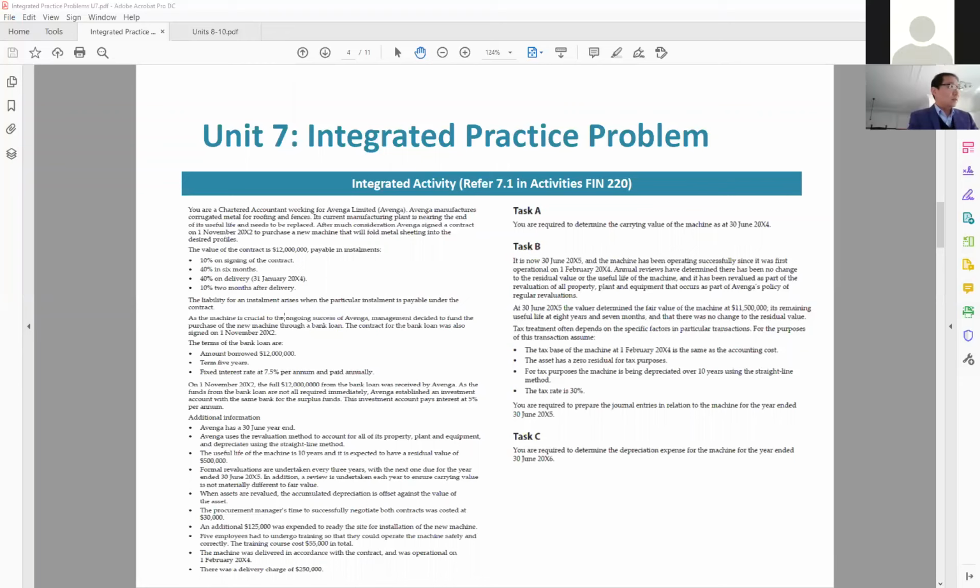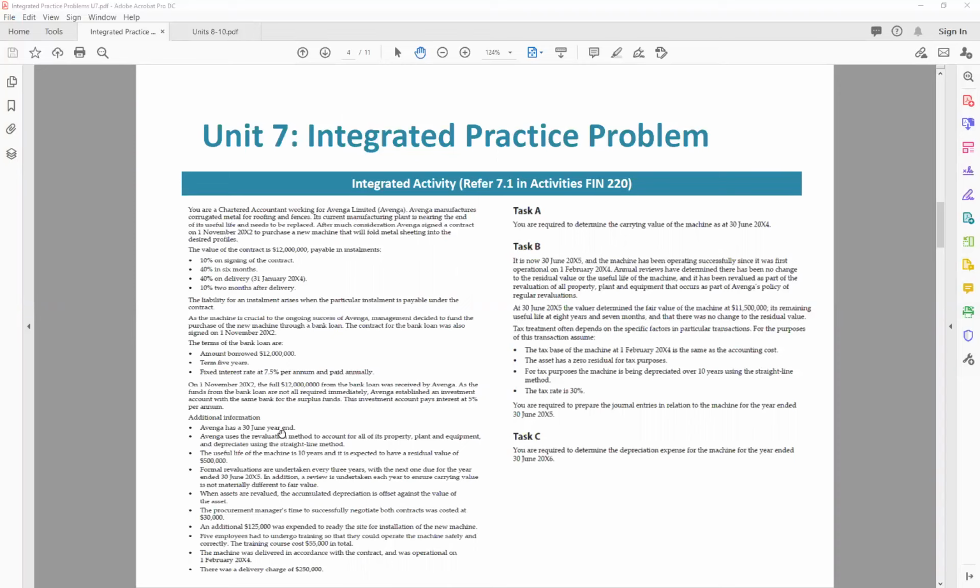We are told that the machine is also going to be financed through a bank loan. The terms of the loan: 12 million over 5 years at an interest rate of 7.5%. It then goes through and talks about some of the conditions for the loan. The funds from the bank loan are not all required immediately, so they've established an investment account with the same bank for the surplus funds.